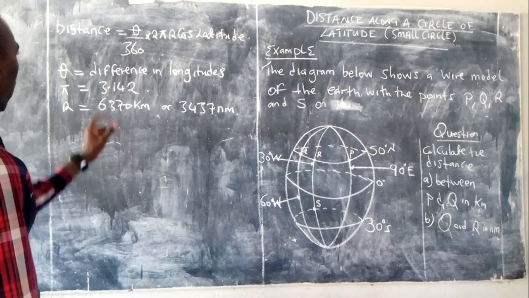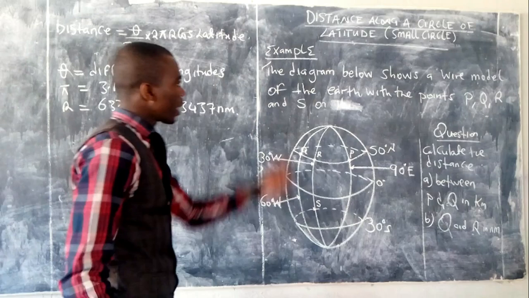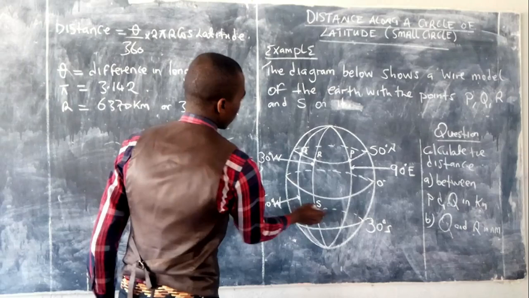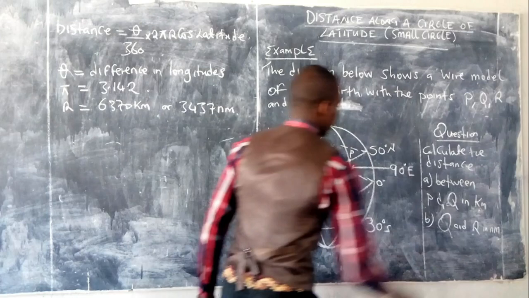So now, solving the question that we have been given here, let's first of all collect the data for the first one. The example reads, the diagram below shows a wire model of the Earth with the points P, Q, R, and S, which are marked on it. Then the question reads, calculate the distance between P and Q in kilometers. So A, we are finding the distance between P and Q in kilometers.